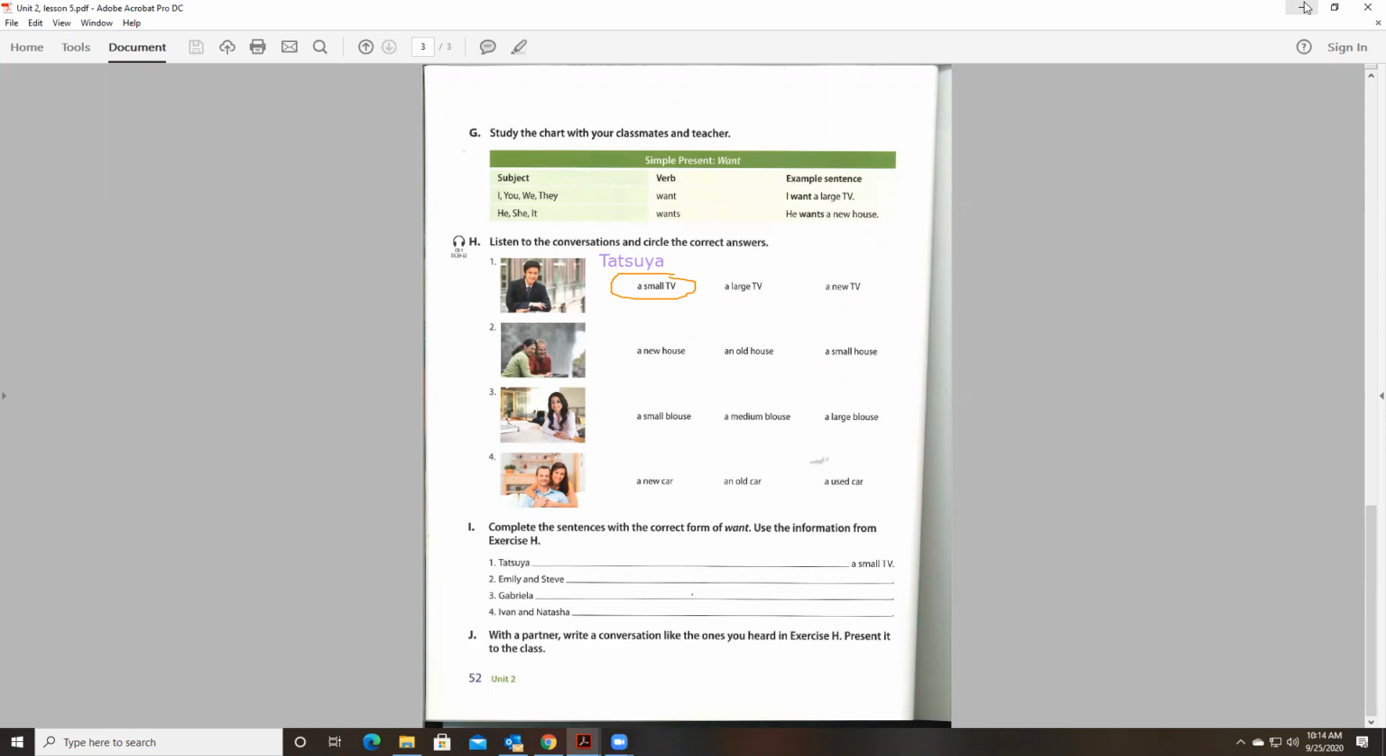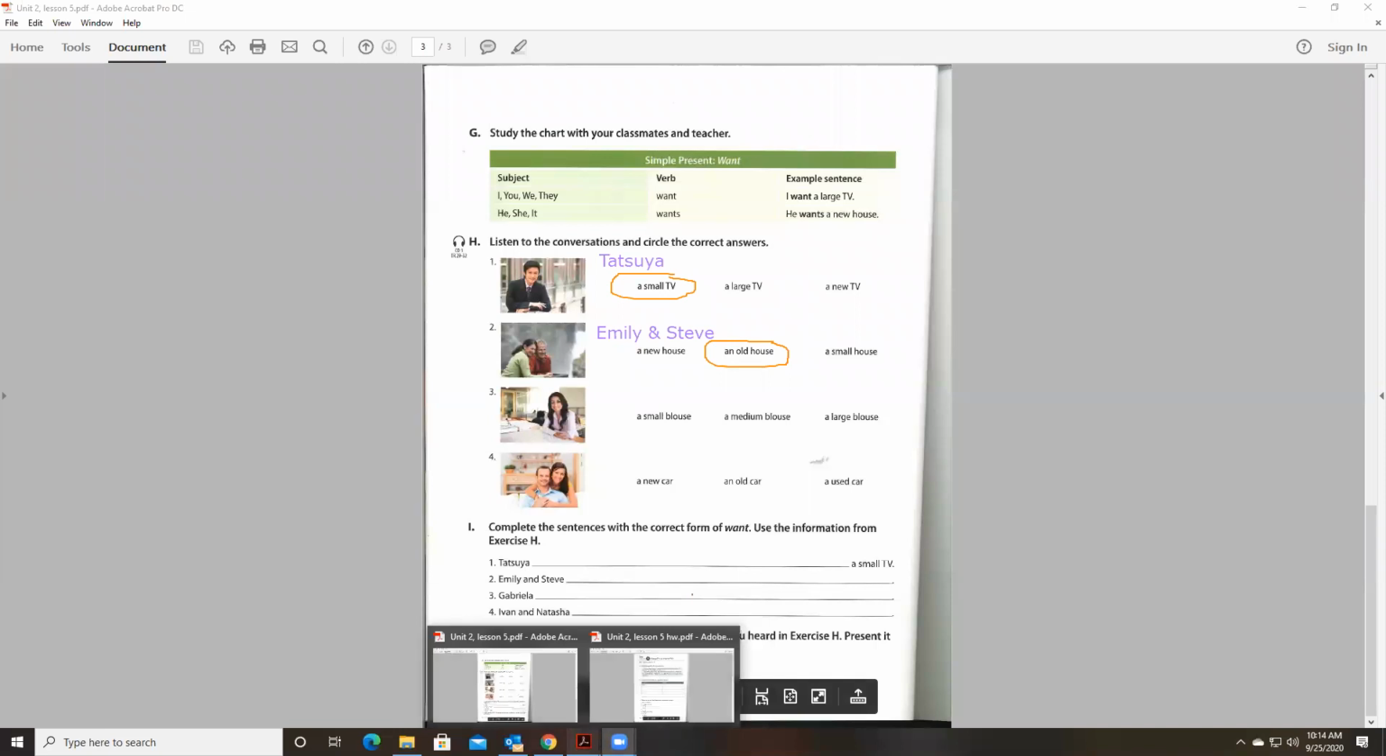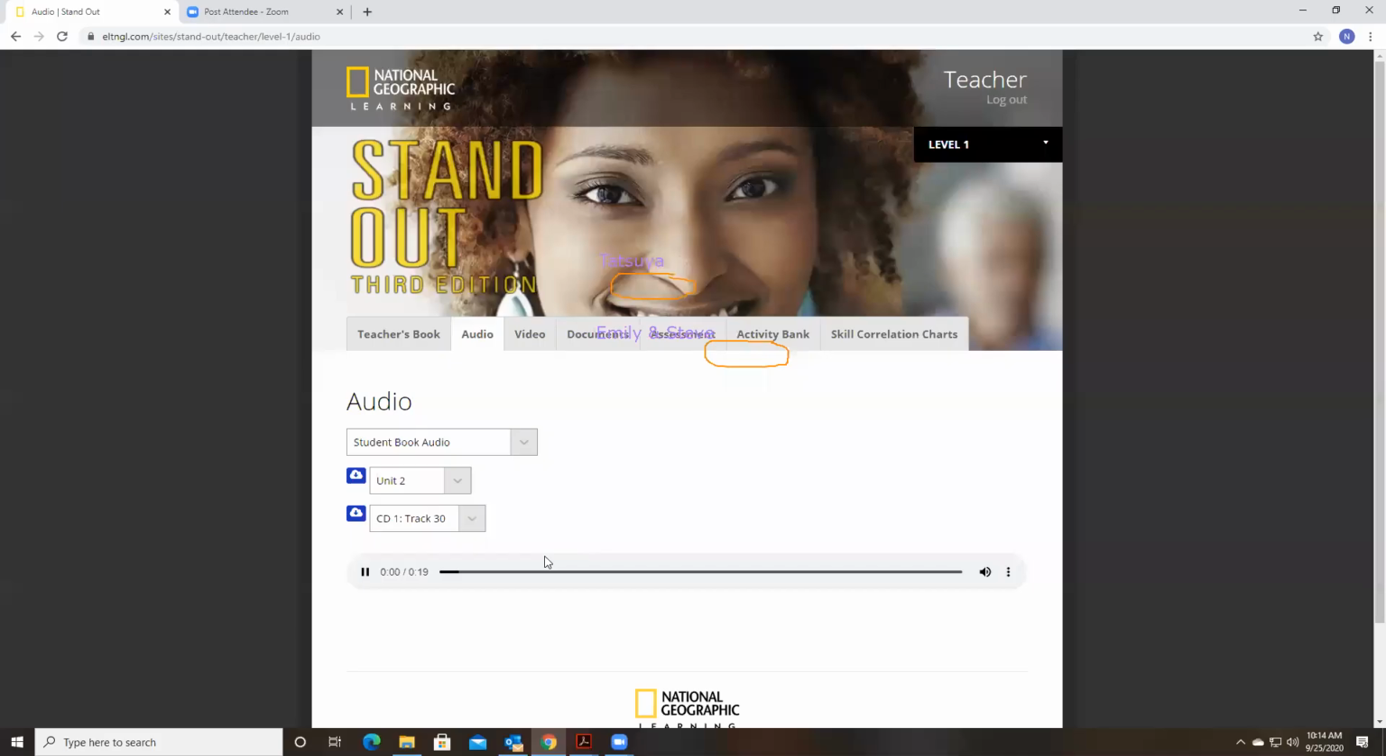Okay, so what kind of house do they want? Okay, they want an old house. Okay, and I'm going to go ahead and tell you that these two are Emily and Steve. All right. Now let's listen to number 3.